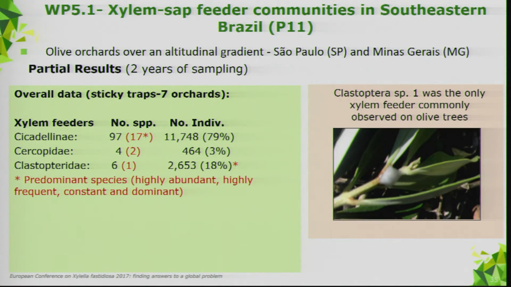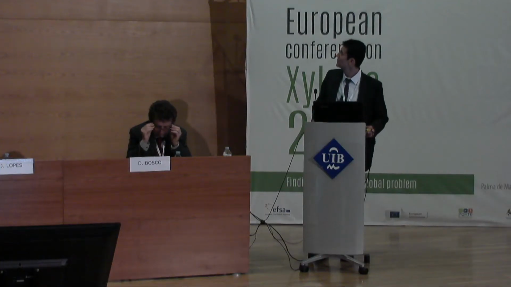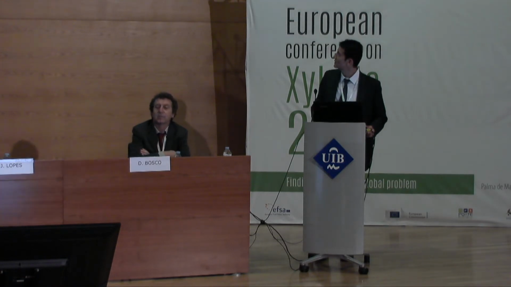There's one Cicadellidae species that colonizes the tree. We find nymphs, so that may be important for secondary spread, for example. But we need much more information, especially on host plant associations of these vectors, and epidemiology. We need to search for hosts of both the vector and the pathogen. And also characterize the patterns of spread of the disease, both spatial and temporal patterns, that can help.